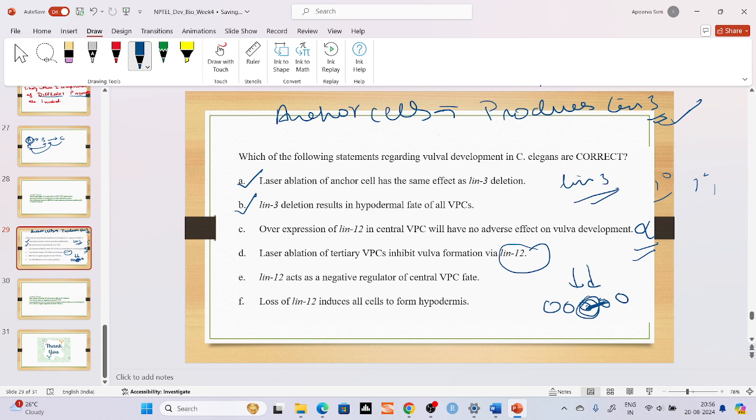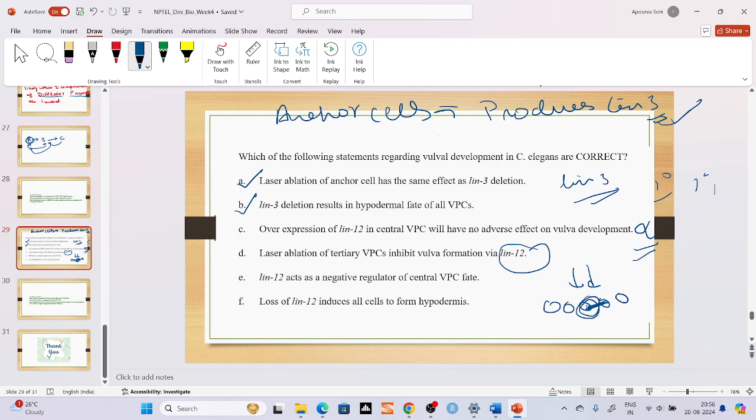Okay. So when there is overexpression of Lin12, it will disrupt the normal lateral inhibition process. So there would be some abnormal vulva formation. That means it will not be a normal condition. There would be some or the other kind of abnormal vulva formation condition. So this is a wrong statement.